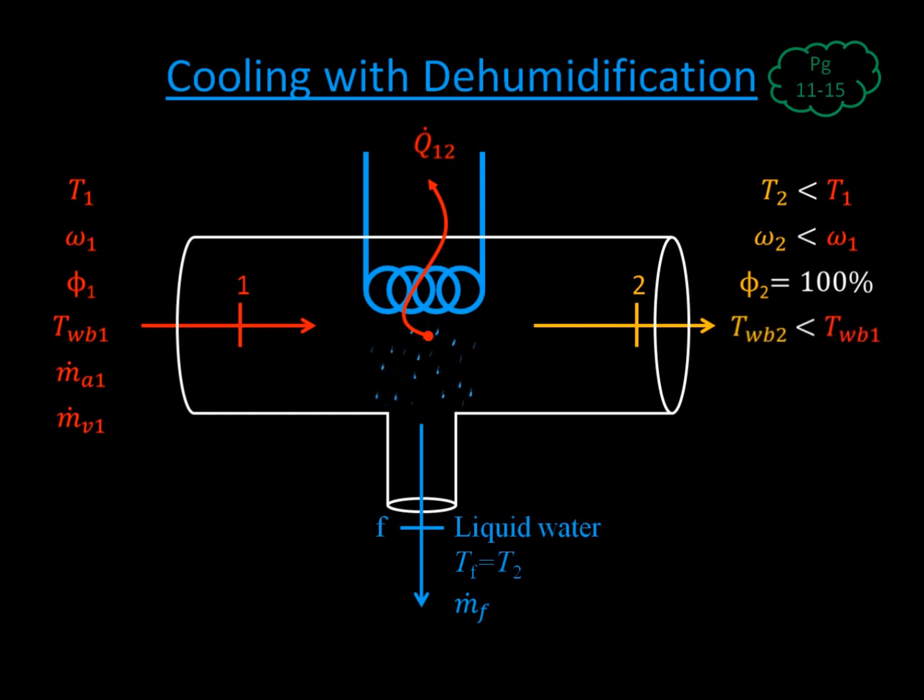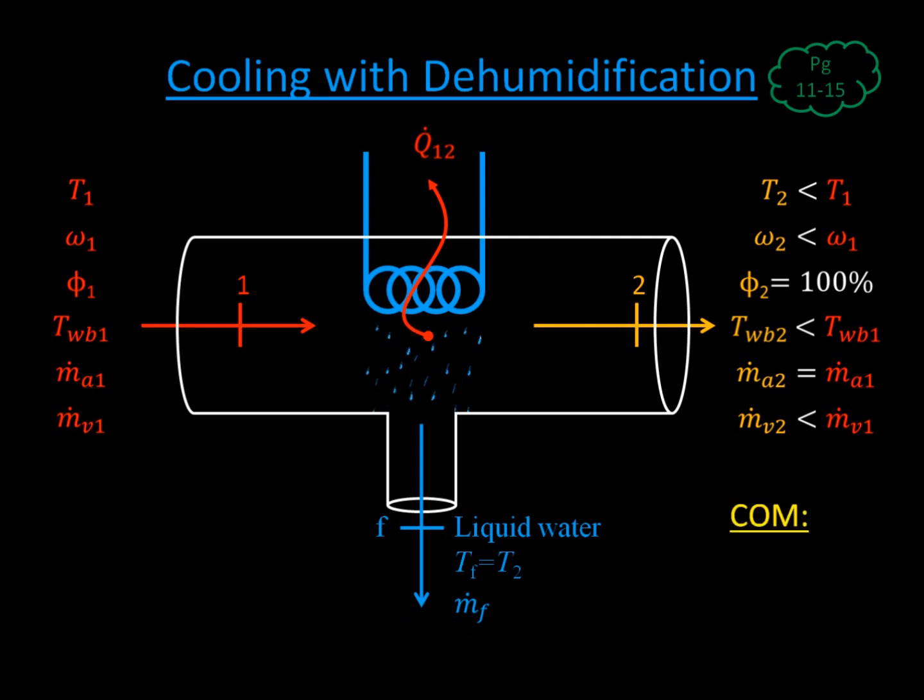My wet bulb temperature, like any cooling process, has decreased from state 1 to state 2. And my mass flow rate of air is still constant. I haven't extracted any dry air out of the system, but now my mass flow rate of the vapor is much less because I've extracted some of that vapor as condensate that came out as my mass flow rate F. So conservation of mass here is very, very important.